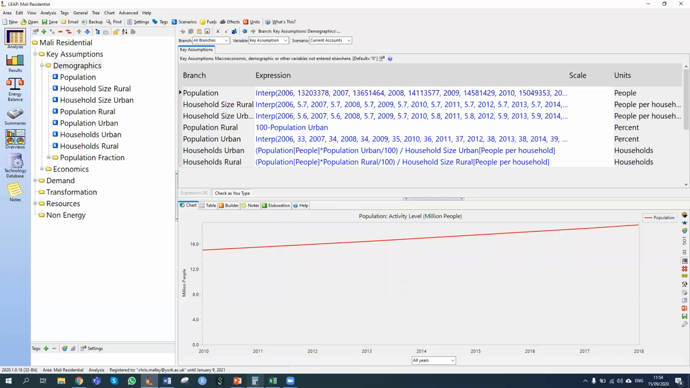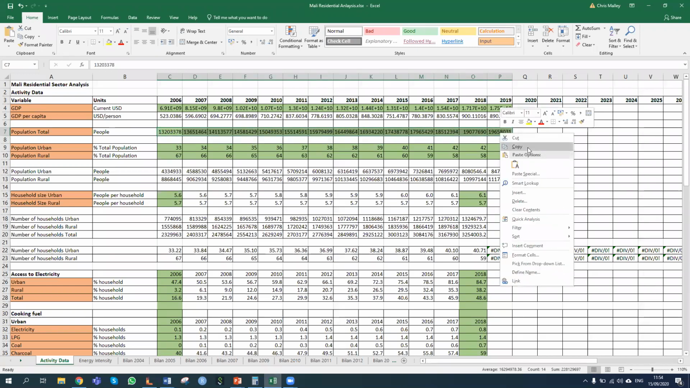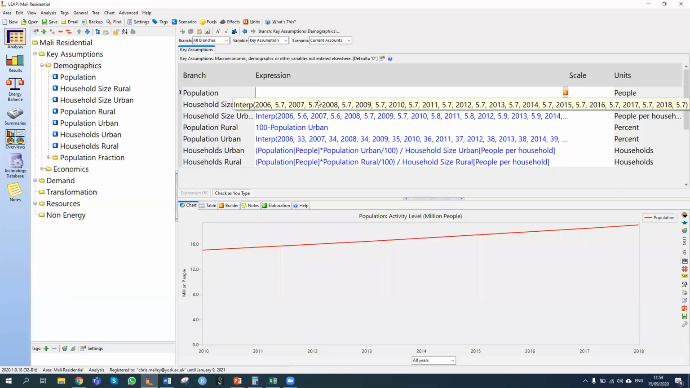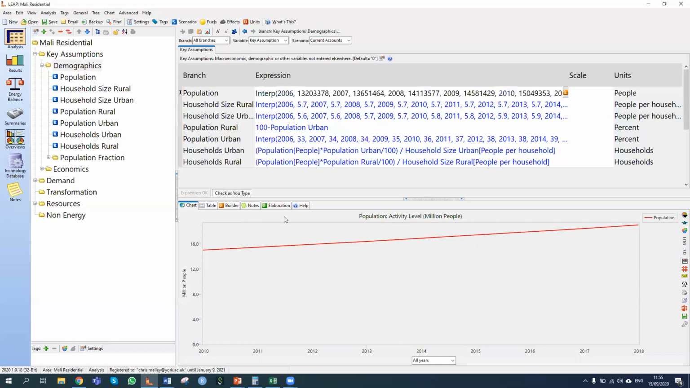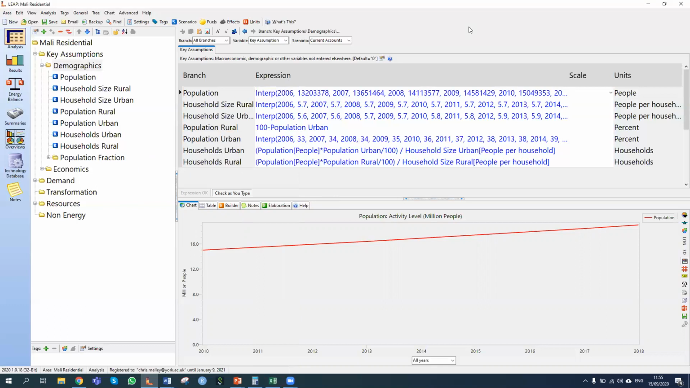The reason this is important is because when we want to enter the population into LEAP, there's a really simple way of doing it and putting it into that correct format. When we have all of the years lined up like this, we can right-click and click copy. I'm going to then delete what is there and right-click and click paste. I can then select the first year, 2006, and the interval every 1 year. And LEAP then creates the expression for us.